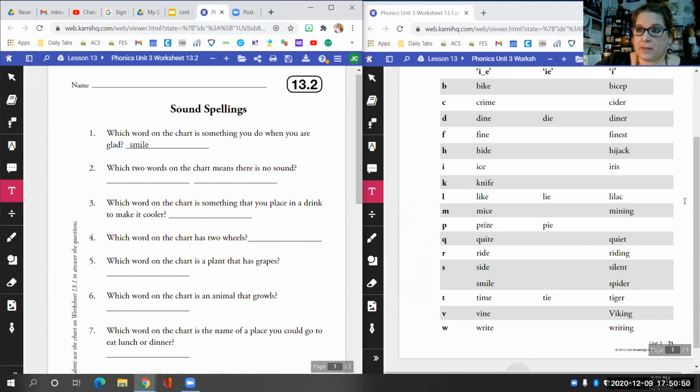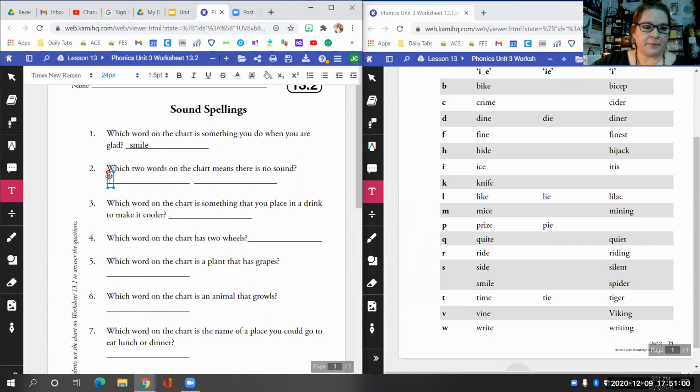Which 2 words on the chart mean there are no sounds? I see quiet. You guys see anything else? Silent. Let's put those 2 on there.